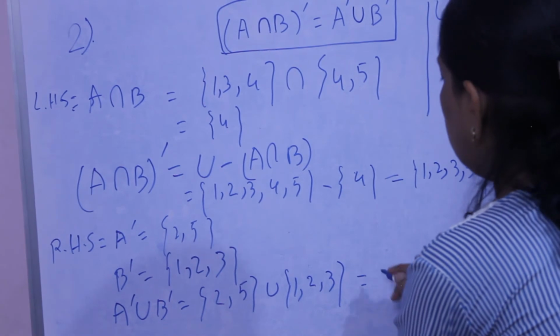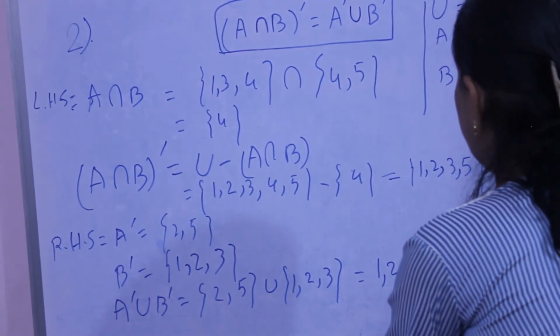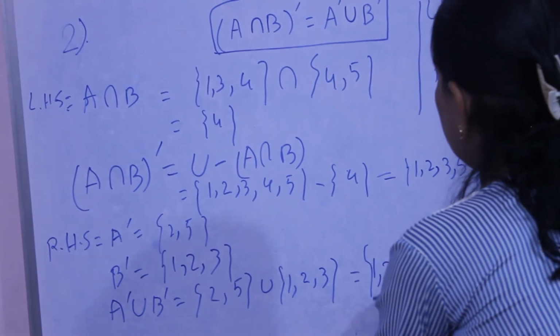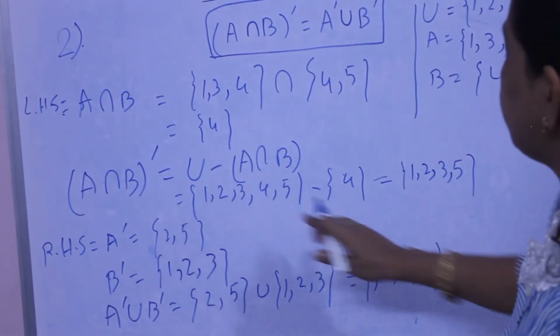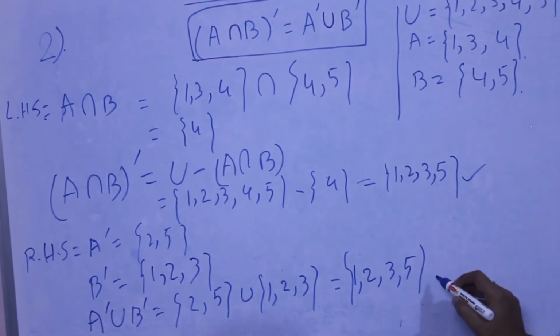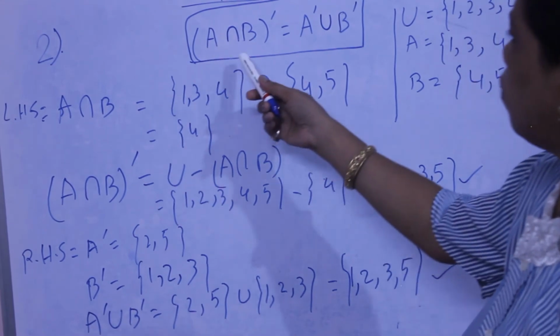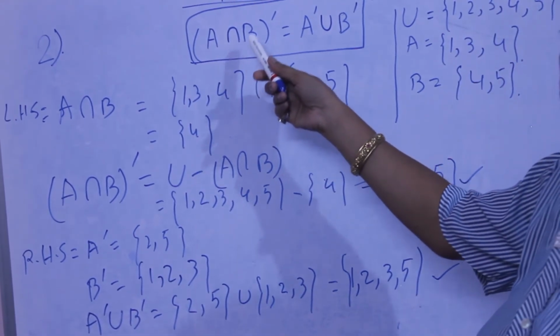So here 1, 2, 3, 5. So here the left hand side equals 1, 2, 3, 5 and the right hand side is 1, 2, 3, 5. So left hand side equals right hand side. So our second law is proved.